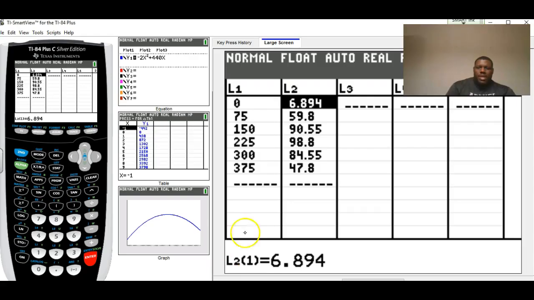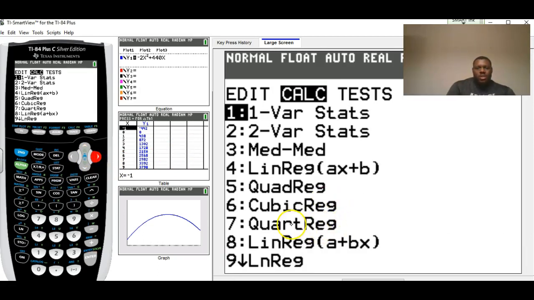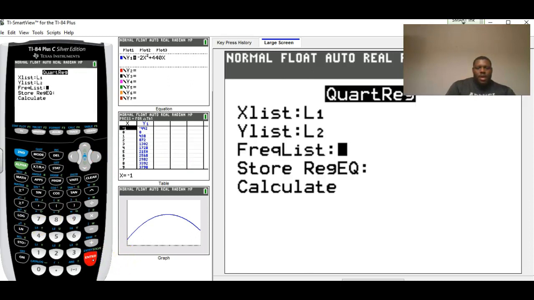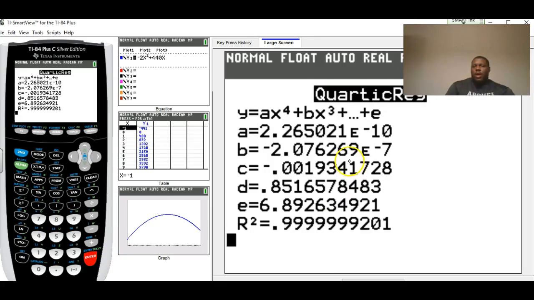If we go right here to my calculator, I have some data in list 1 and list 2. If I were to press stat and go over to calculate, let's say this function, for whatever reason, is quartic, and I hit enter and calculate it. We're going to end up right here with these decimals, 2.265021 e to the negative 10. Guys, we're going to go ahead and make this whole coefficient, a, 0.